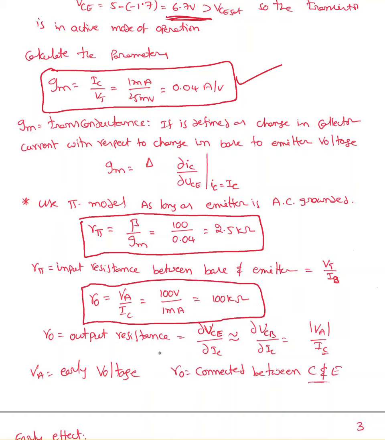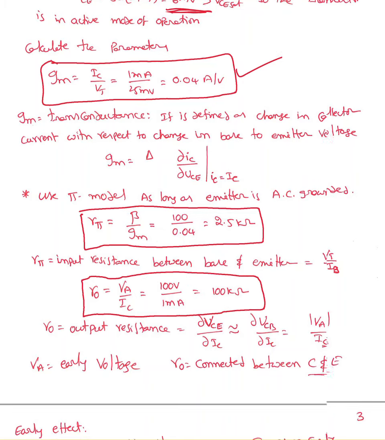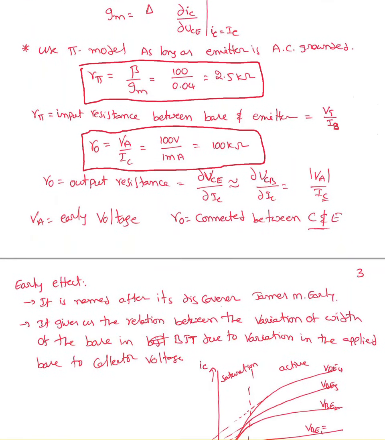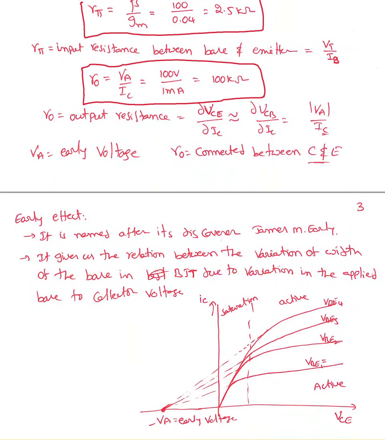Okay, r naught is the output resistance of the transistor, not the whole circuit though. Here VA is called early voltage. That early effect was named after James M. Early. It gives us the relation between the variation of width of the base of the BJT due to variation of the applied base to collector voltage.